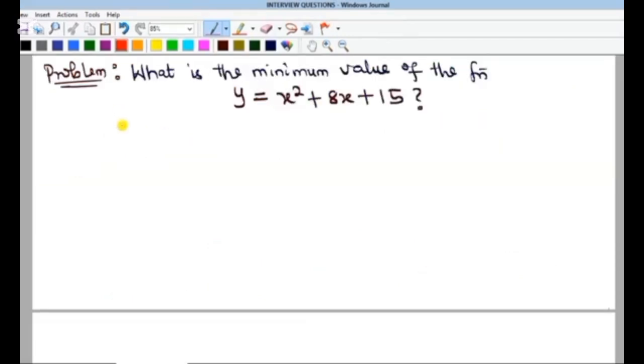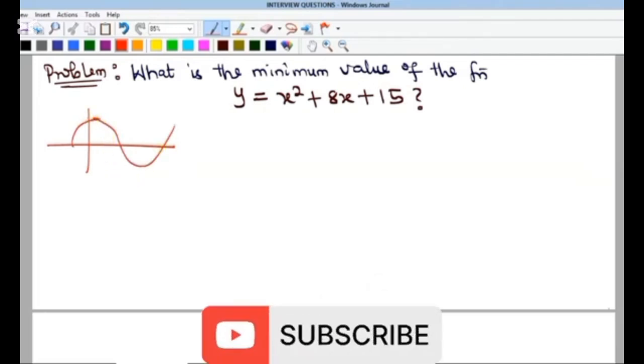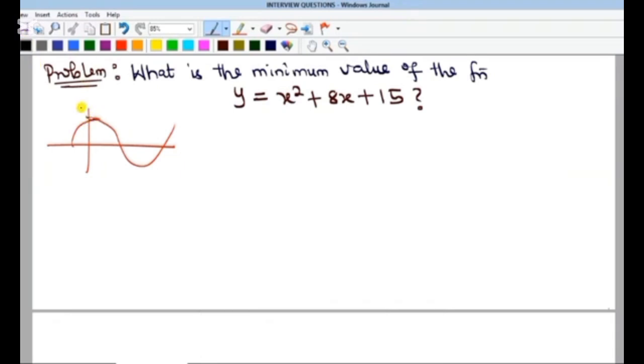So this problem says we should find the minimum value of this function. Okay, so now you recall that if I have a Cartesian graph like this, and a function goes this way, the maximum value is the value of y at this point if traced to the y-axis. Of course, you know that this is your y and this is your x. While the minimum value is the value of y at this point.